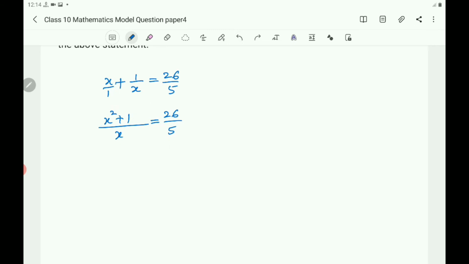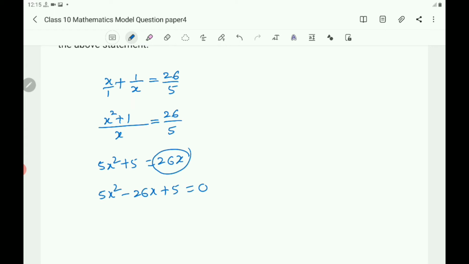That becomes 5x square plus 5 equals 26 into x, that is 26x. Now you transfer this to the LHS, then it becomes 5x square minus 26x plus 5 equals 0. This is the standard form of the quadratic equation.